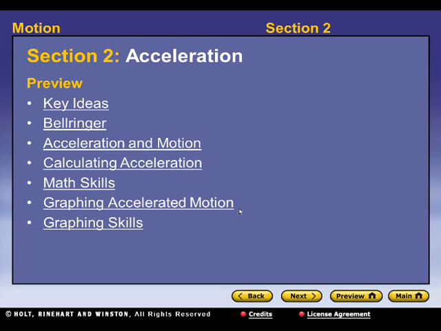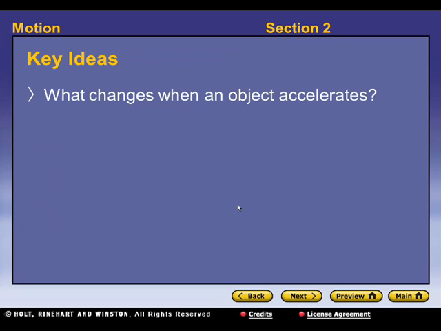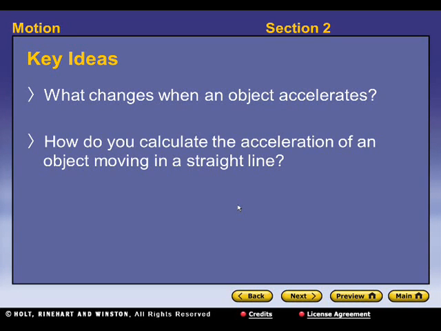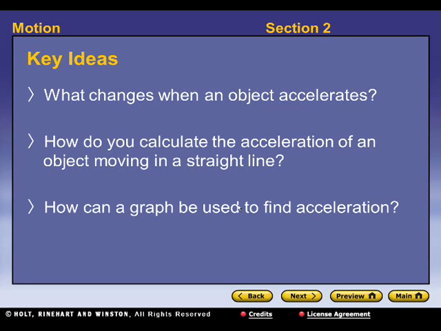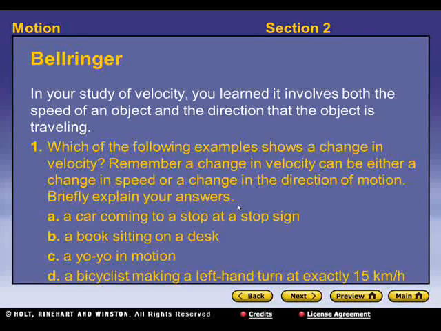Okay, we are on Chapter 11, Section 2, Acceleration. So let's look at key ideas in the section here. What changes when an object accelerates? How do you calculate the acceleration of an object moving in a straight line? And how can a graph be used to find acceleration?